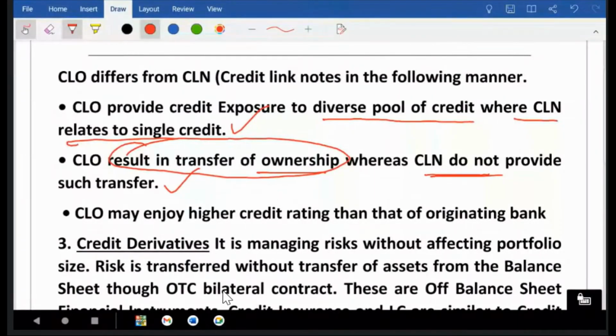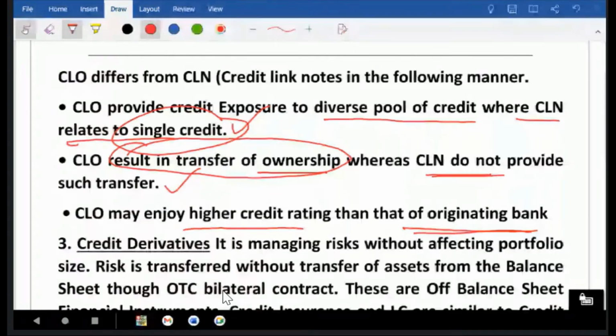But a single credit will be given. CLO may enjoy a higher credit rating than that of the originating bank. So CLO will have a higher credit rating than that of the originating bank.